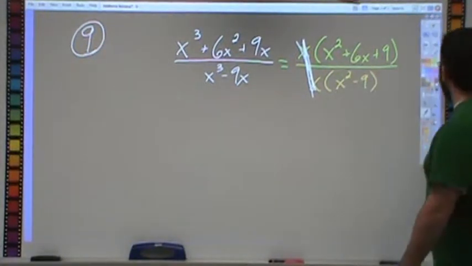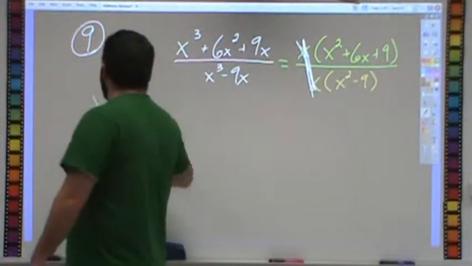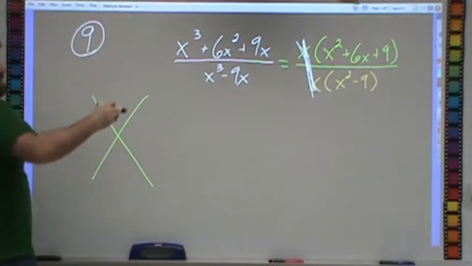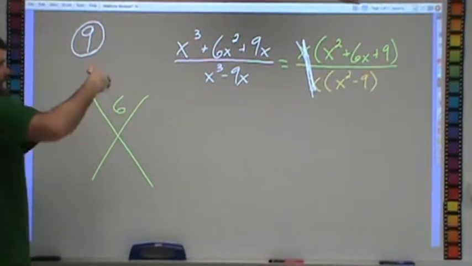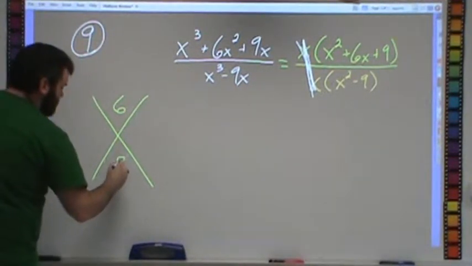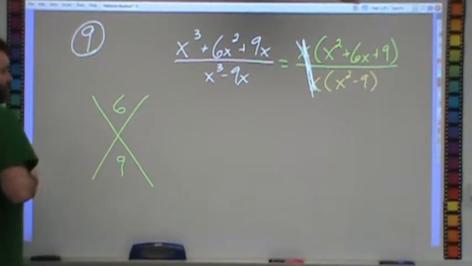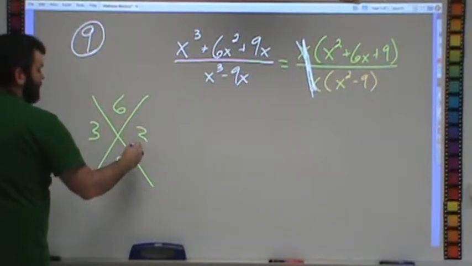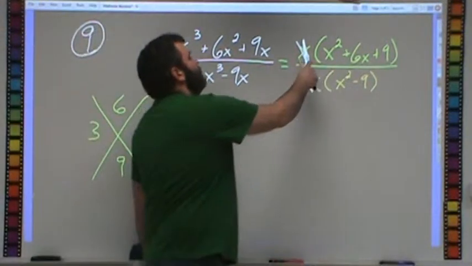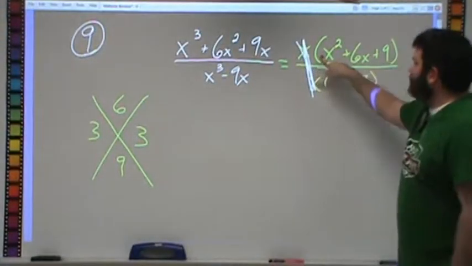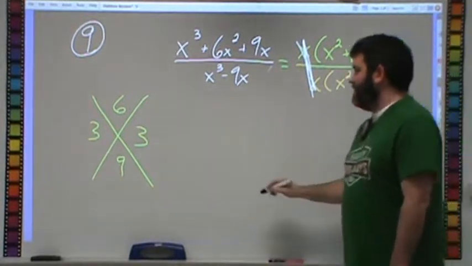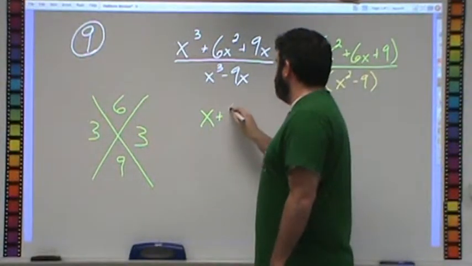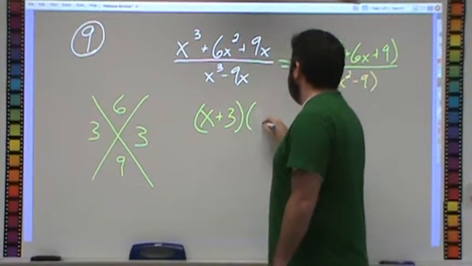On the top here, I've got myself another factoring problem. A, B, C. B goes at the top, which is 6. A times C would be 1 times 9, which would be 9. I'm looking for two numbers that multiply to get 9 and add to get 6. Those will have to be 3 and 3. There's no number in front of my x squared, so I don't have to worry about dividing anything. So I just leave it x plus 3, x plus 3.